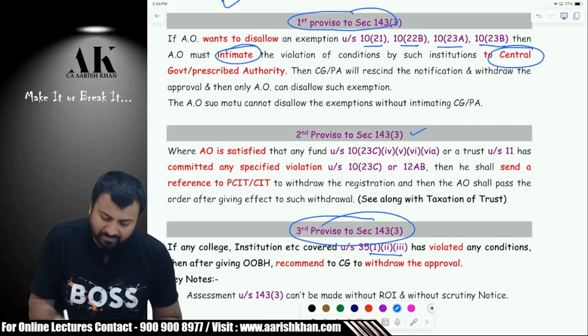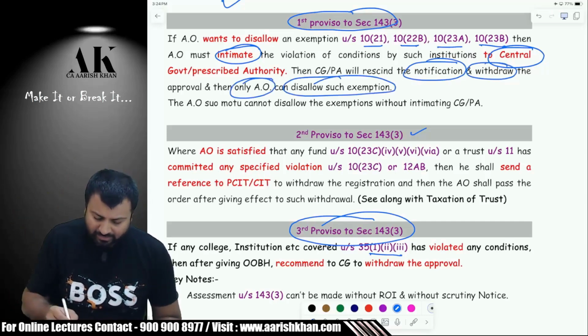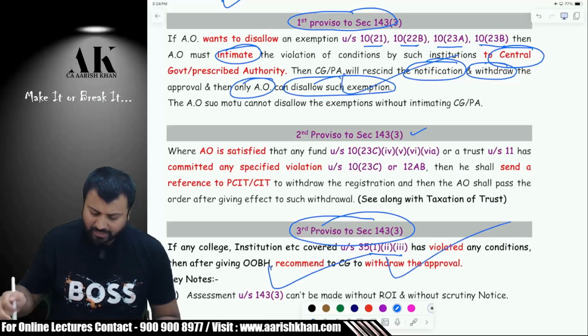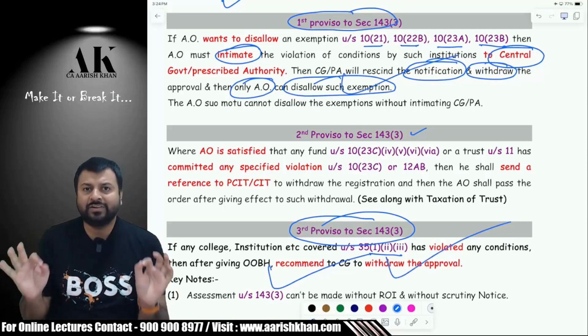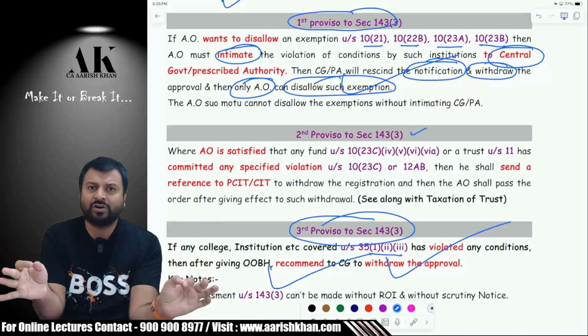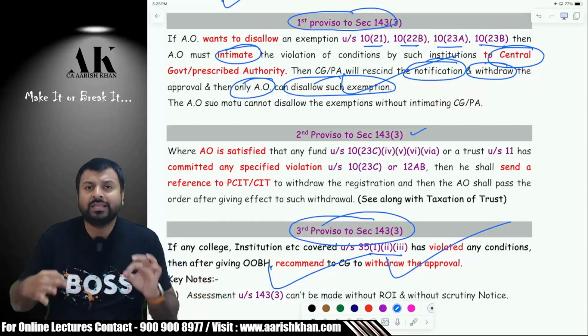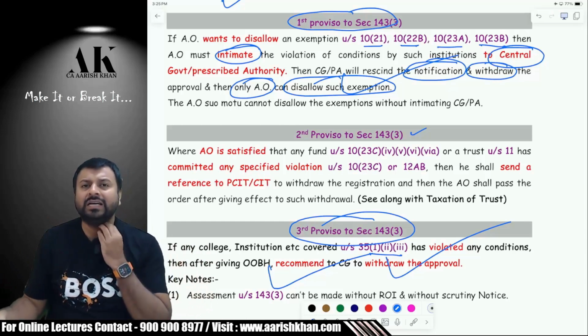The central government will withdraw the approval, will rescind the notification, and only then the AO can disallow the exemption in the first proviso and also in the third proviso. In the first and third provisos, the AO will intimate the respective authority, the respective authority will take the action and intimate the AO, and then the AO will disallow the exemption under the income tax law.